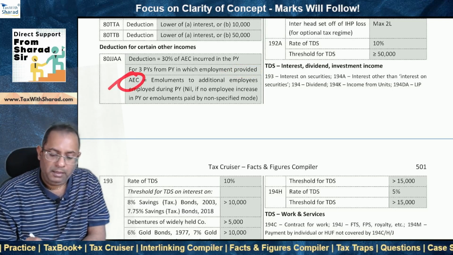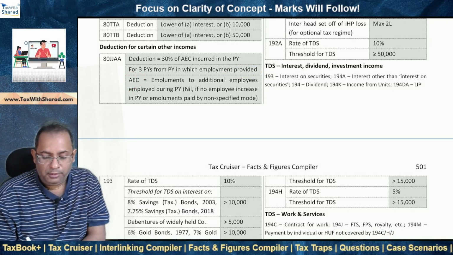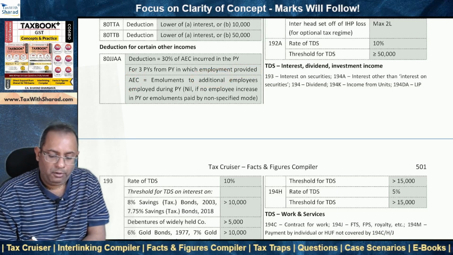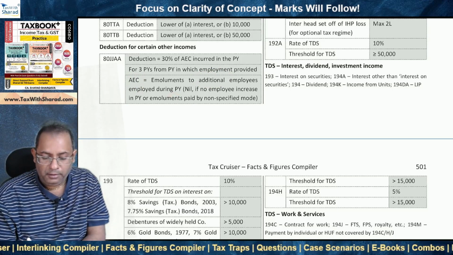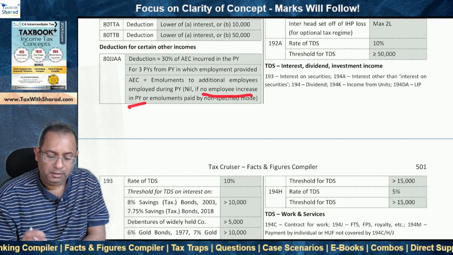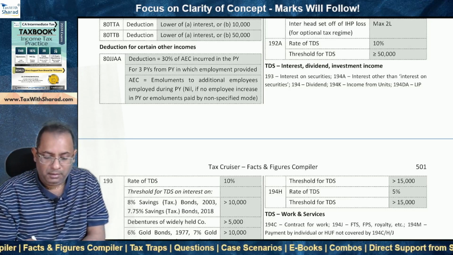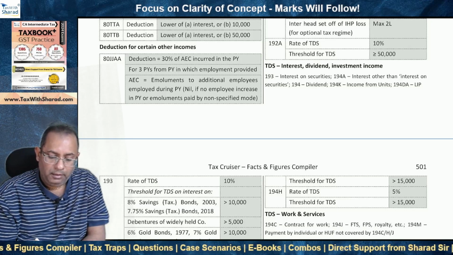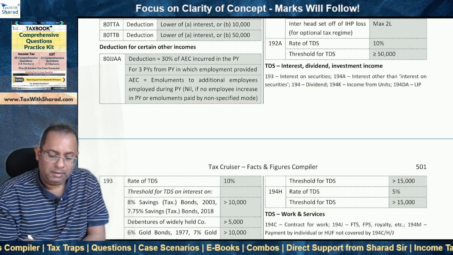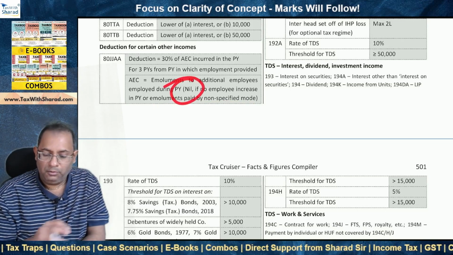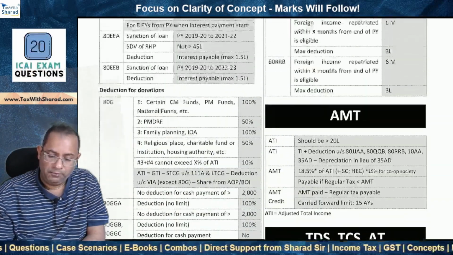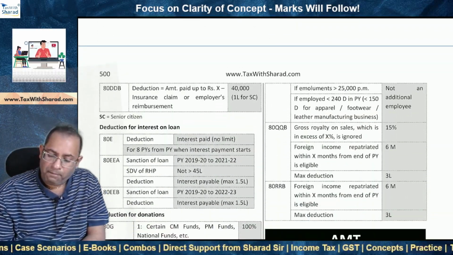Additional employee cost, AEC. This is equal to emoluments to additional employees employed during the previous year. However, if there is no employee increase in the previous year compared to the preceding year, or where the emoluments are paid by non-specified mode, for example in cash, then the AEC is equal to nil. Consequently, deduction is not allowed to that extent.